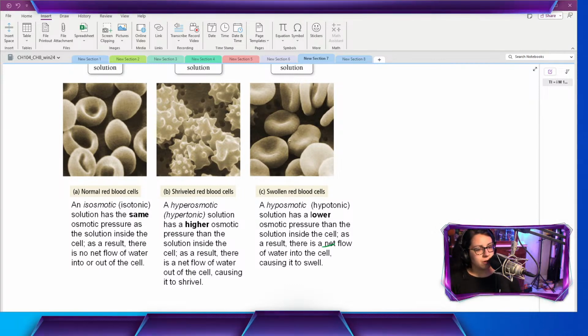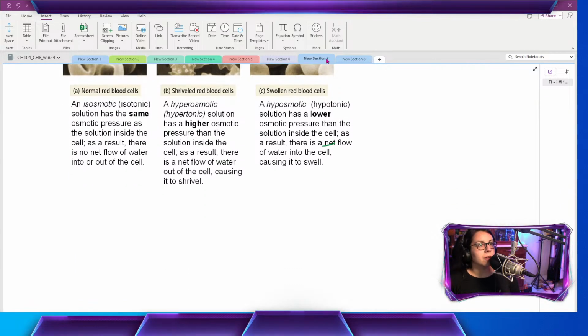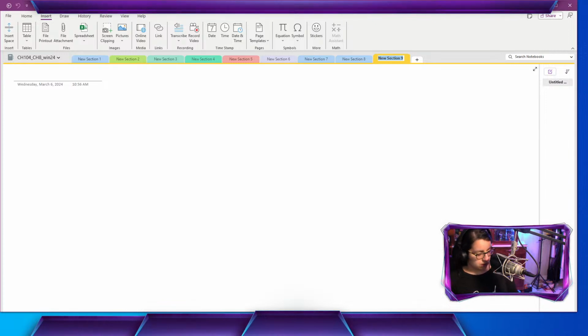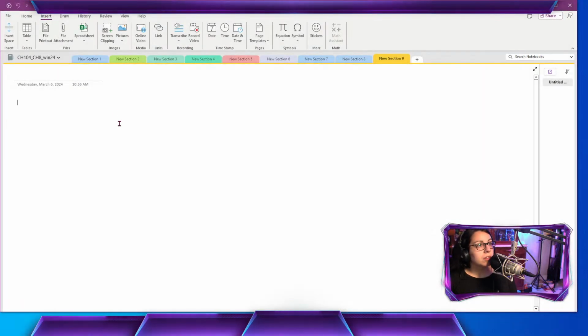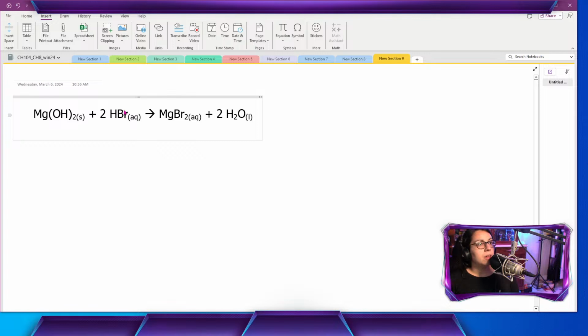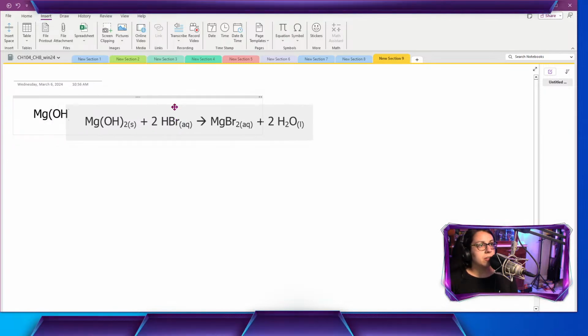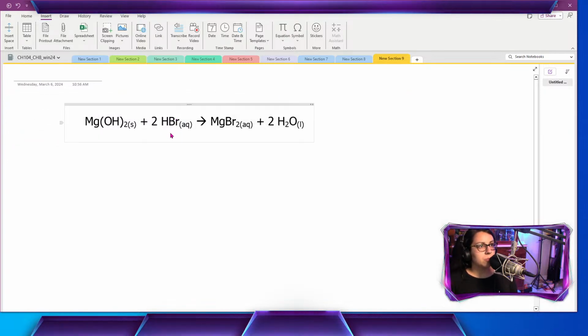So I'm looking for some stoichiometry questions with solutions. All right, I guess this one works. So let's try this one out. So we're looking at this reaction. So we have magnesium hydroxide plus hydrobromic acid gives us magnesium bromide and H2O.